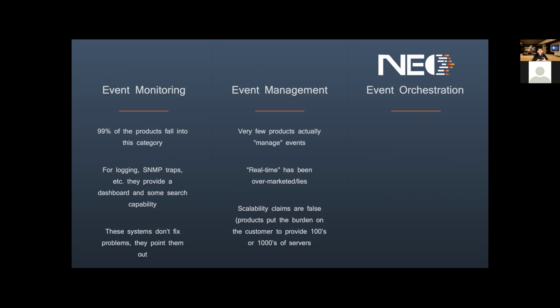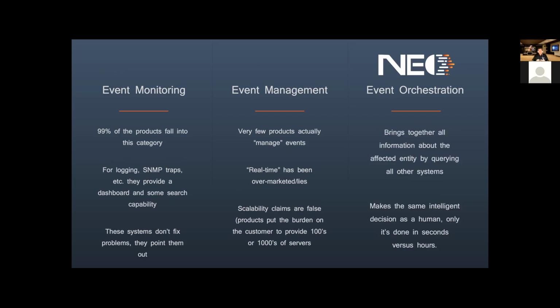And then finally, their ability to scale is really hurting the customer. It's hurting you, right? They're not going to come in and sell you a product and say, oh, by the way, you need 500 systems to do this. No salesperson is going to do that. And then the holy grail, if you will, is let's bring it all together. Let's make the same intelligent decision as a human can, only we're going to do it in a couple of seconds.